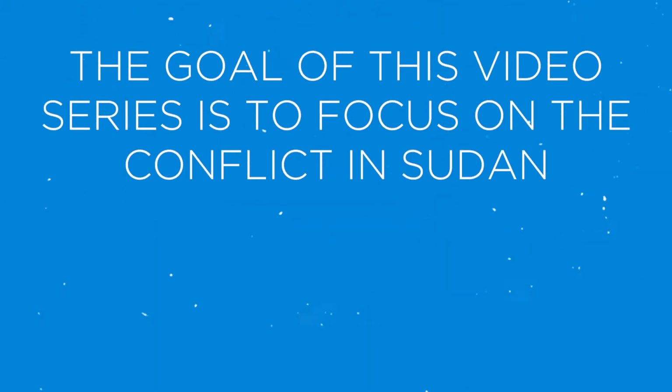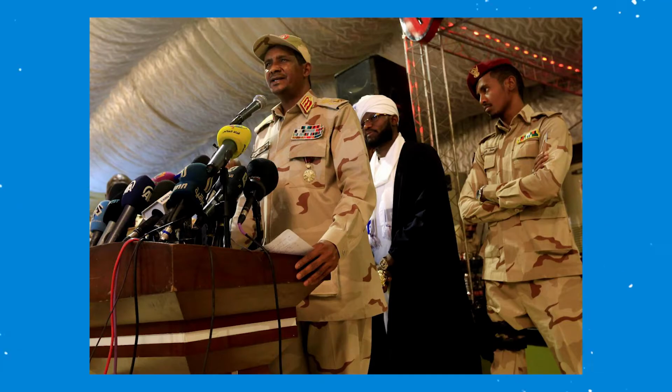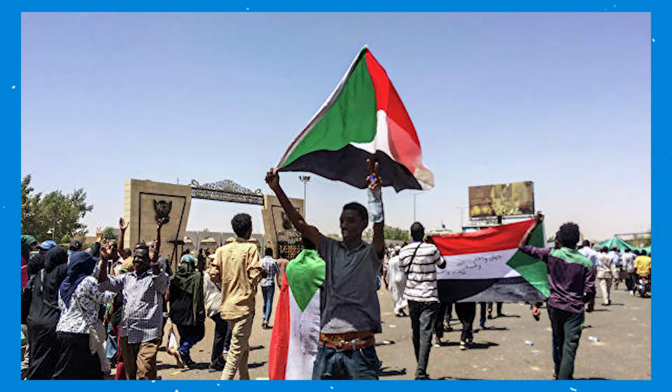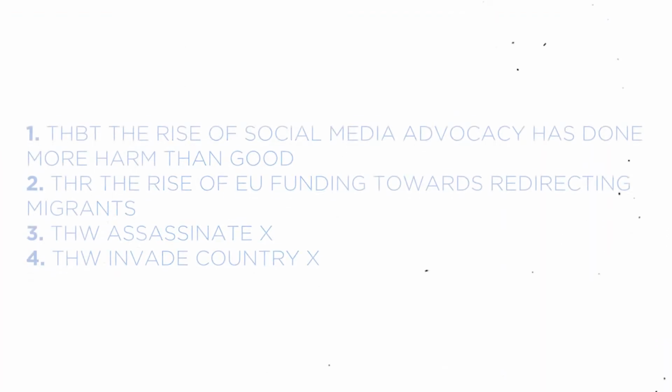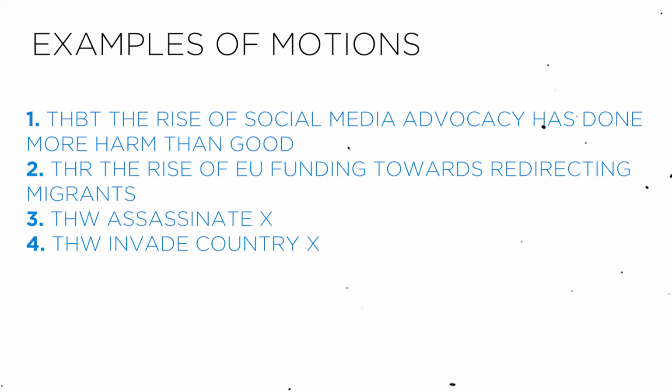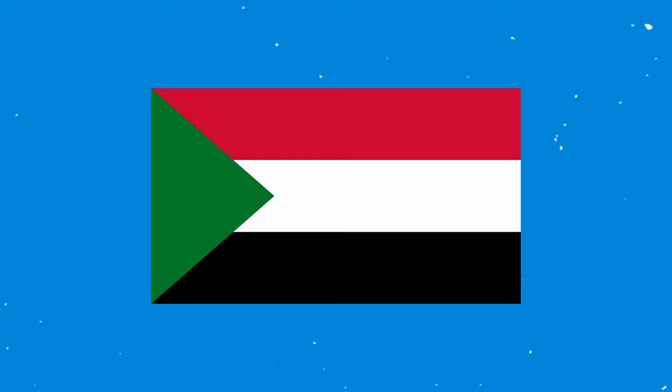The goal of this video series is to focus on the current conflict in Sudan. We'll explore the history of the context of the region, the protests, and the consequences of this conflict. The example of Sudan can be relevant when debating actions that the international community can pursue in the face of a regime transition. Sudan is a unique case study about the effects of a toppled regime and the power vacuum that it left as a result.